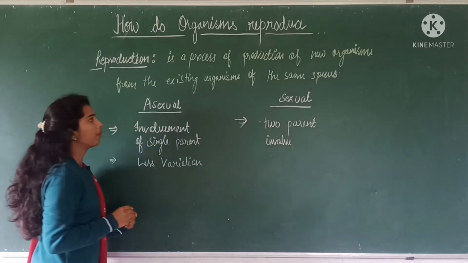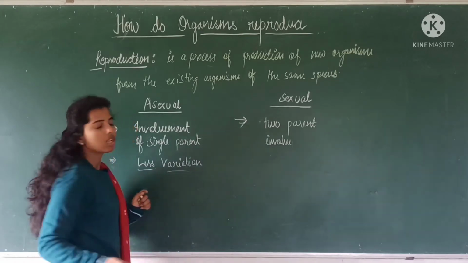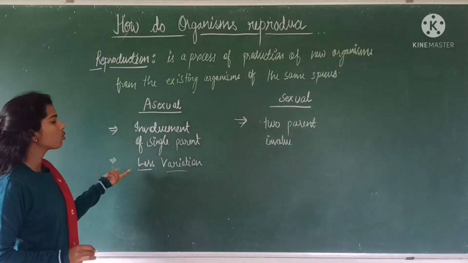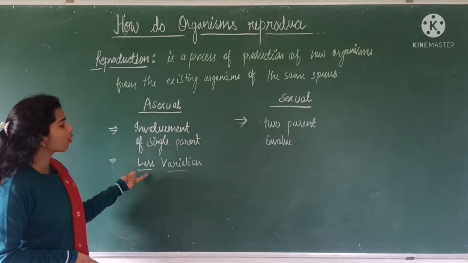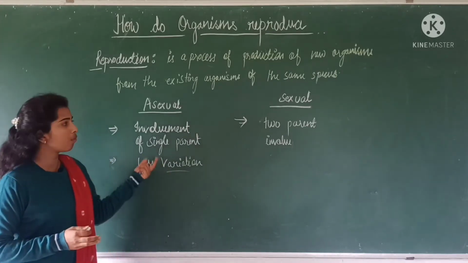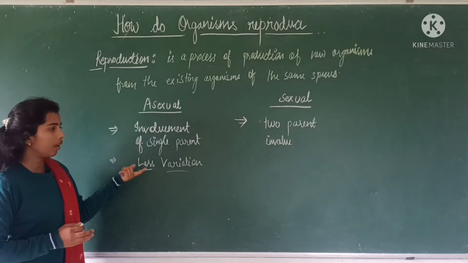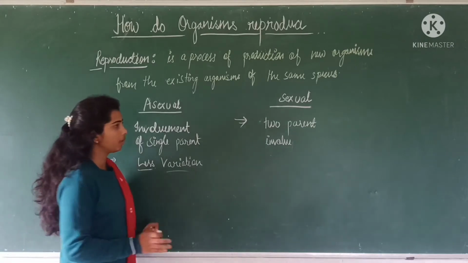In asexual reproduction, chances of variation are less because a single parent is involved and they form clones. They are exact copies of their parent. The offspring formed in asexual reproduction are exact copies of their parent.